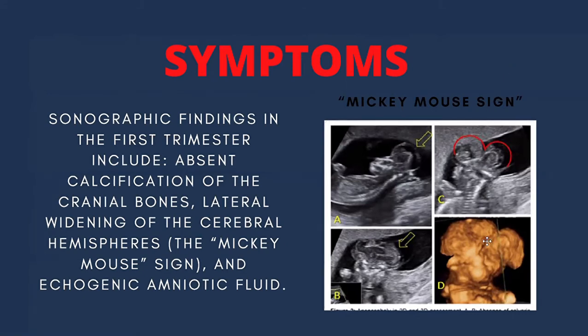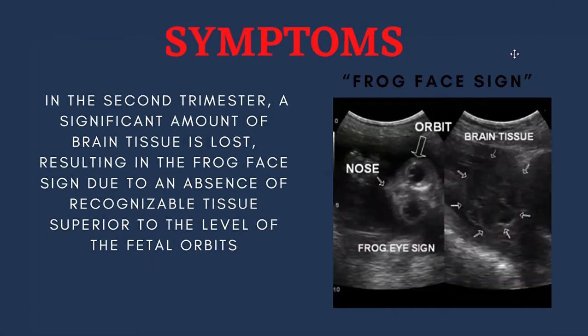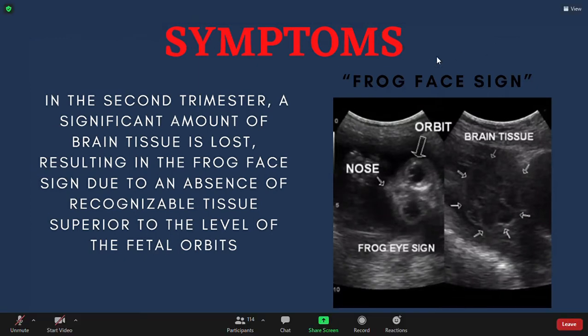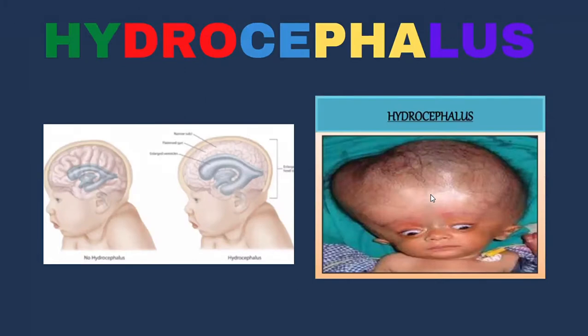Symptoms. Sonographic findings in the first trimester include absent calcification of the cranial bones, lateral widening of the cerebral hemispheres, or the Mickey Mouse sign, and echogenic amniotic fluid. In the second trimester, a significant amount of brain tissue is lost, resulting in the frog face sign due to an absence of recognizable tissue superior to the level of the fetal orbits. Hydrocephalus.